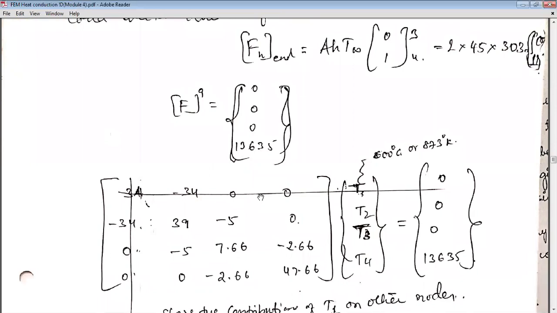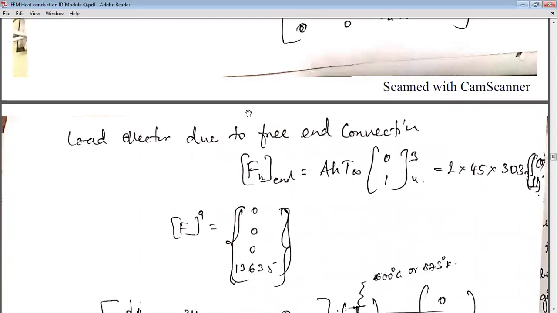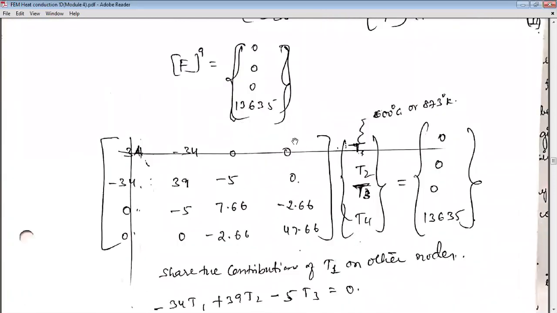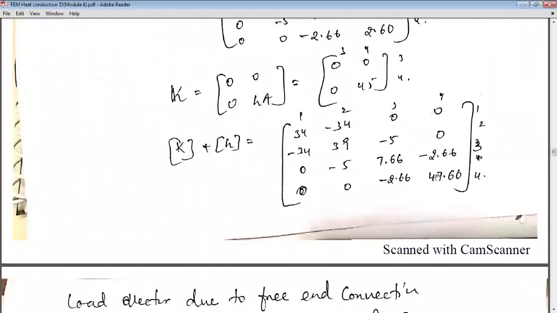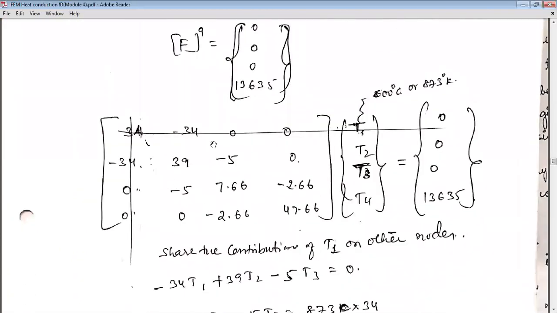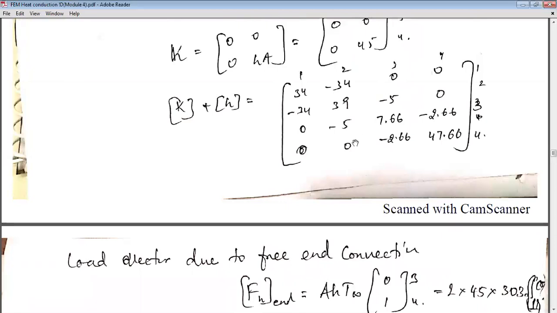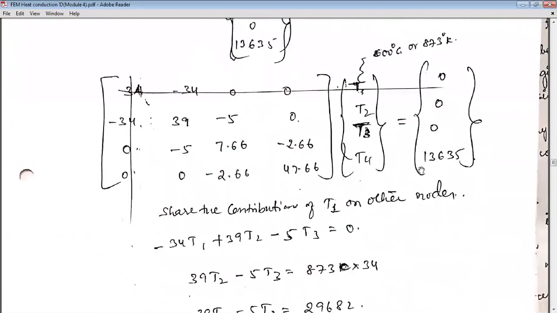Now I'll be using this expression: k plus h, whatever I have added, will become the new k, or kt plus ht will be f. So instead of writing that, I have added these corresponding to their nodes, okay, numbers which we have used. So we'll be having 34 minus 34. Observe this same matrix I'll drop here. So all the nodal unknowns T1, T2, T3, T4 I'll write is equal to 0, 0, 0, 13635.